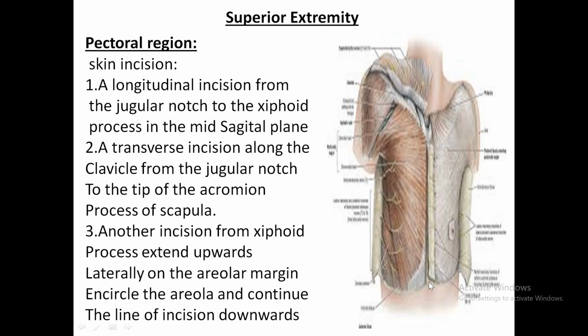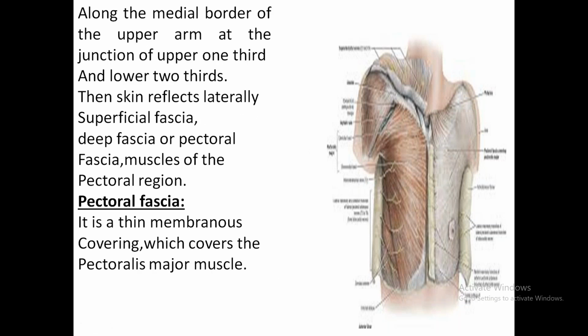Another incision from the xiphoid process extends upwards laterally to the areolar margin, encircles the areola, and continues the line of incision downwards along the medial border of the upper arm, at the junction of the upper 1/3 and lower 2/3. Then the skin is reflected laterally, then the superficial fascia, deep fascia or pectoral fascia, and muscles of the pectoral region.